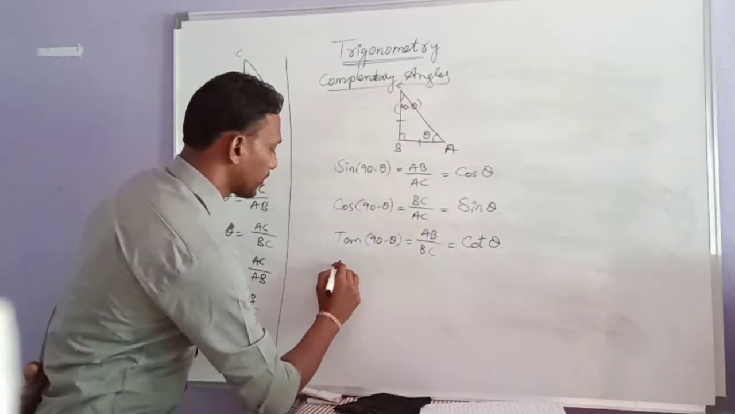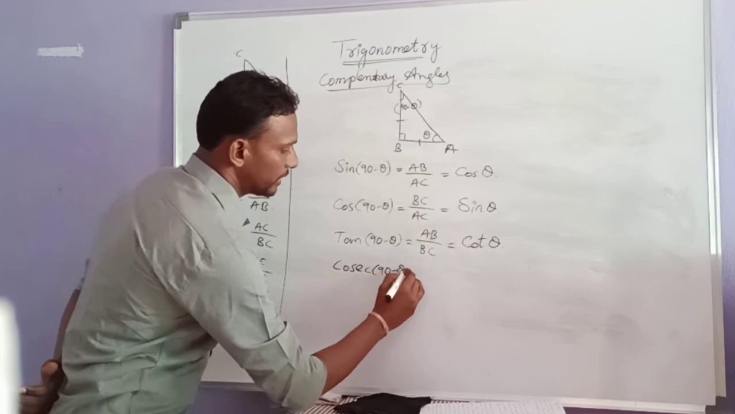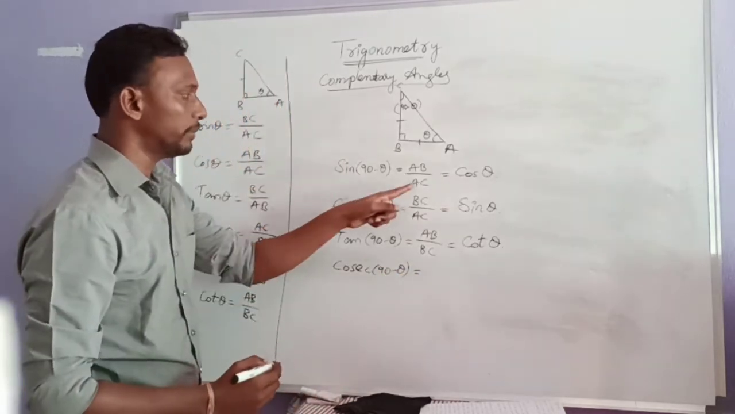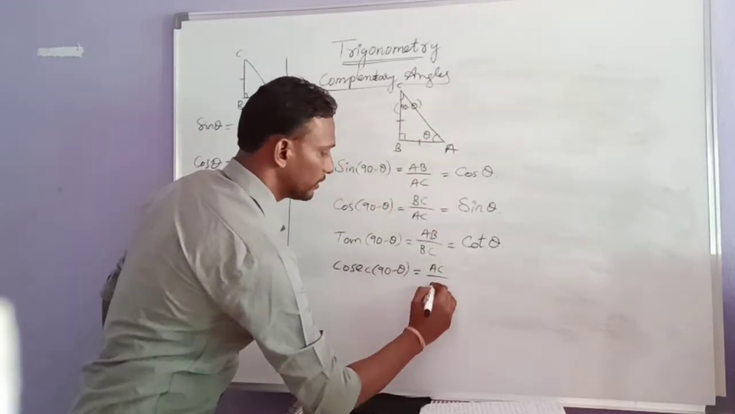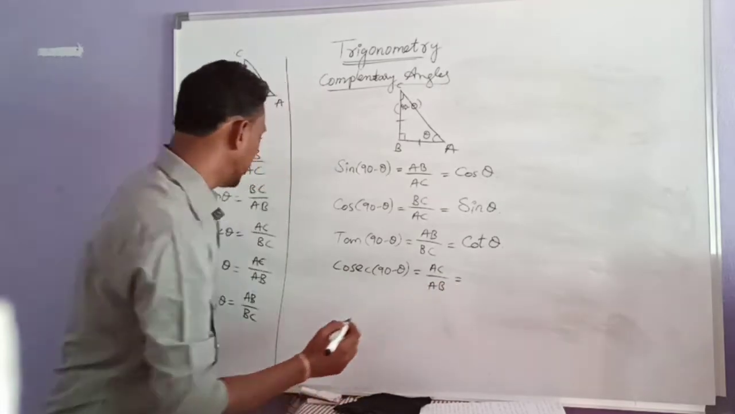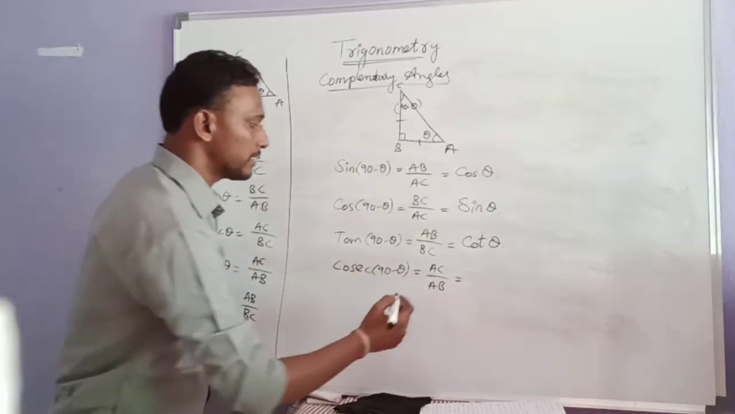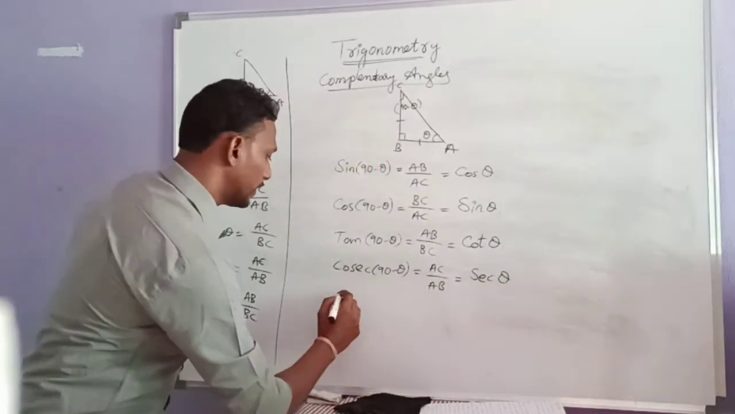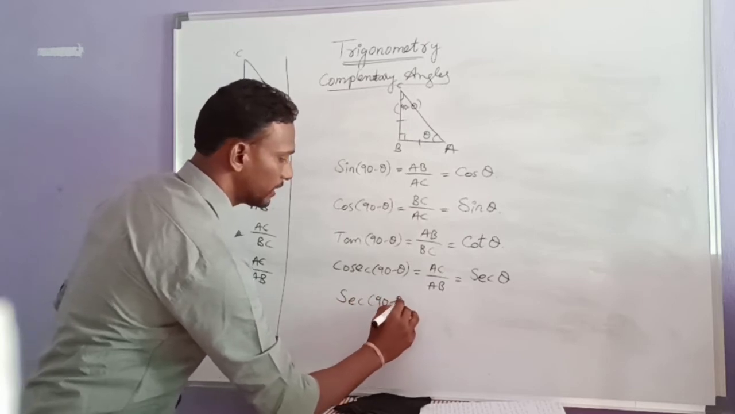Next, cosec 90 minus theta. So cosec means what? Reciprocal of sine, which is nothing but AC by AB. Where do we have AC by AB? AC by AB is nothing but sec theta. Right. Next, sec 90 minus theta.